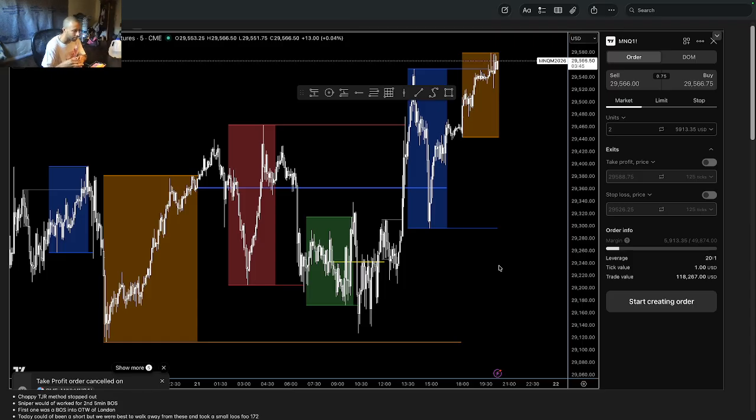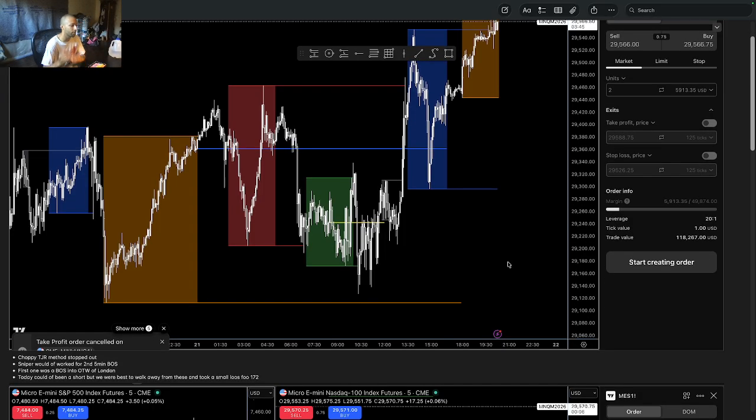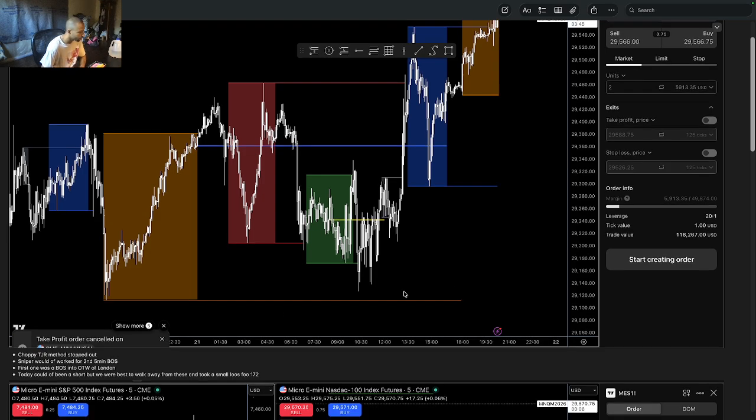That's the TJR method. TJR adds that pullback to equilibrium and then 1 minute inverse. That's the one thing that he adds on top of the Sniper Scout series. That's different from just a 5 minute pullback and then target your hourly draws.